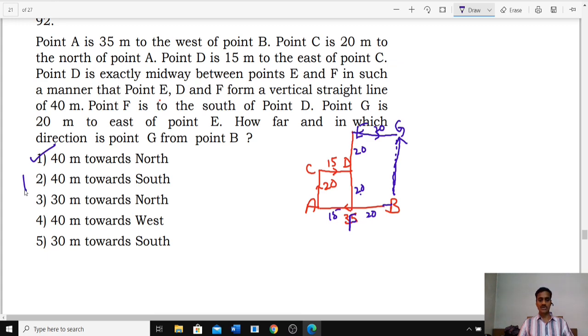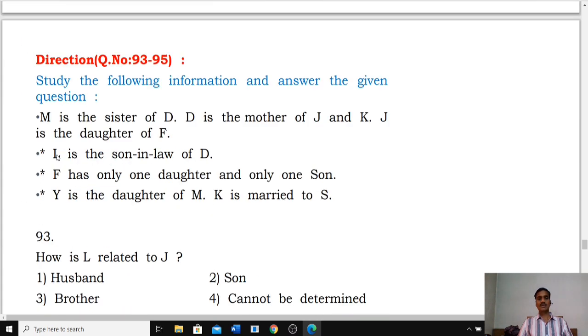Question number 92, choice 1 is the answer. M is the sister of D. D is the mother of J and K. This D is the mother of these two persons, J and K. J is the daughter of F, which means D and F are married couple. L is the son-in-law of D.